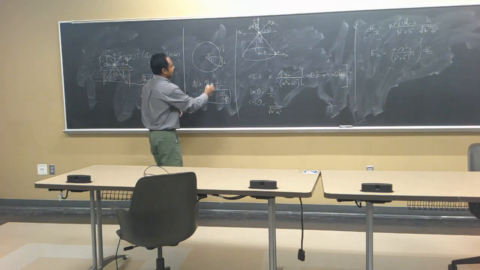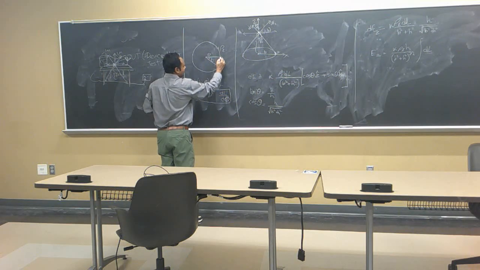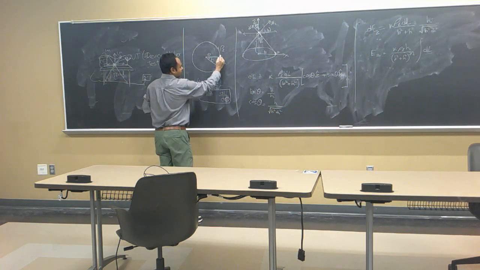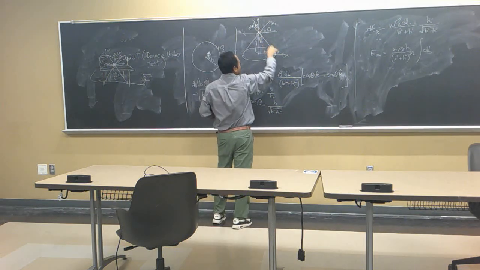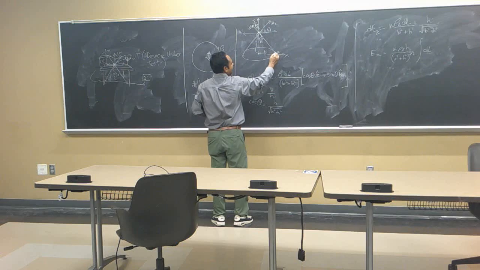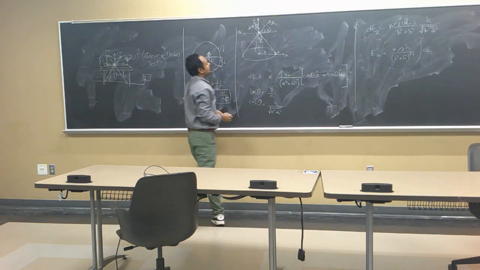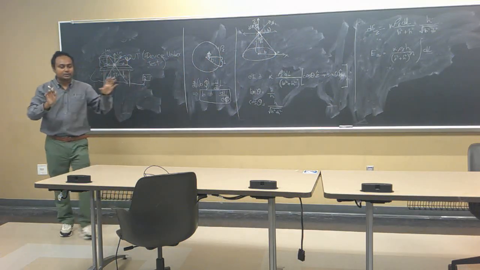The phi is the angle created by the arc on this circle. Let me write it, phi. And theta is the other angle that one small segment of the wire creates at a point P. So these two angles are a little bit different.